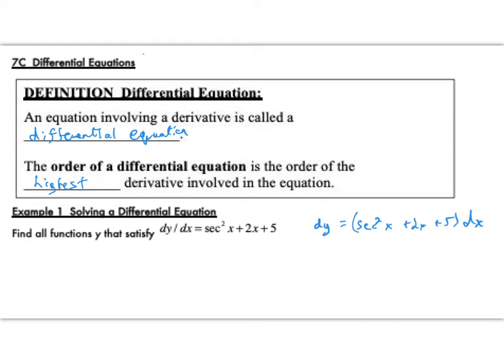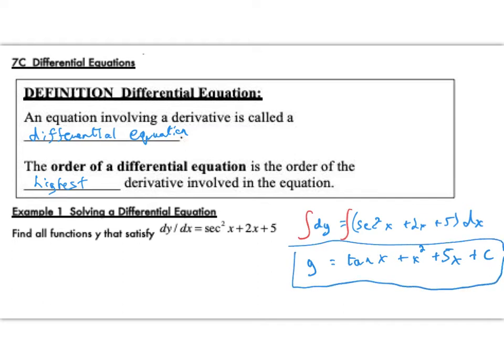The way that we're going to eliminate the differential is we take the antiderivative of both sides. And the antiderivative of 1 with respect to y is just going to be y. And then now we can start going term by term on this other side, and it's easy to do. So antiderivative of secant squared is tan x. Antiderivative of 2x should be x squared. Antiderivative of 5 should be 5x. And don't forget your c that we need to tack on to the end here. And that is your family of functions y that satisfy that differential equation.